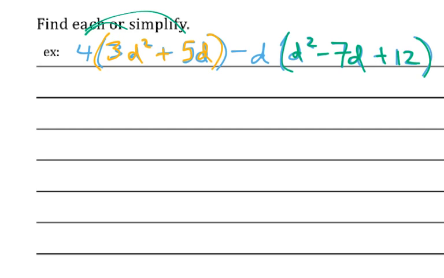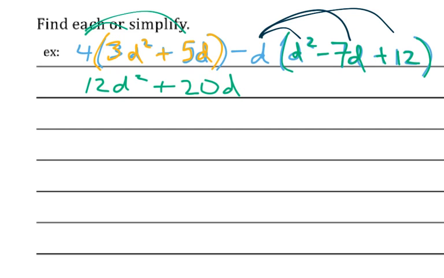So I got 4 times 3d squared, so 4 times 3 gives me 12d squared. And here, because I'm just multiplying by plain old numbers, this is a little bit more straightforward. So 4 times 5 is going to be 20d. And then this d is now going to distribute across to the d squared minus 7d and so on. And now I'll write minus d times d squared would stay negative. And I'm going to write minus d cubed. Then I have a negative times a negative gives me a positive 7d squared. And then lastly, I have minus d times 12, minus 12d.